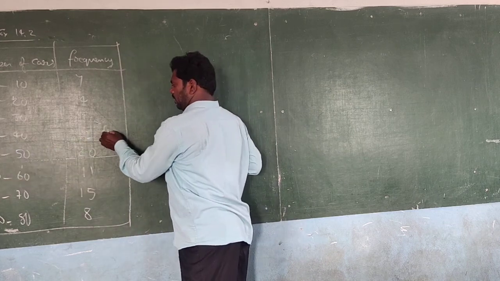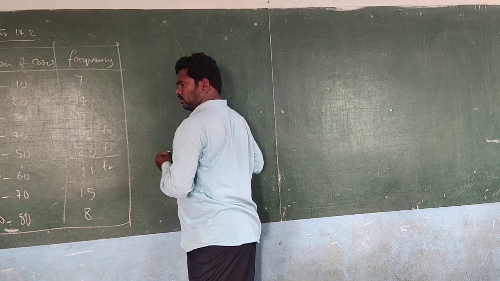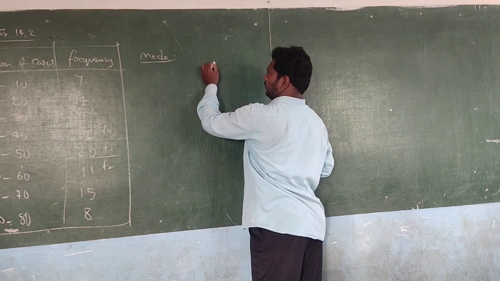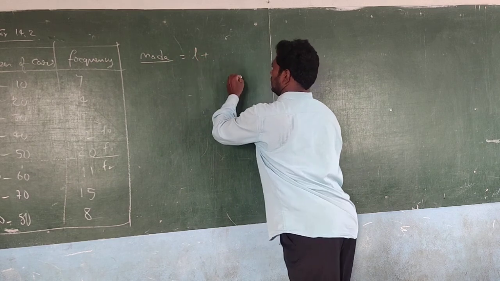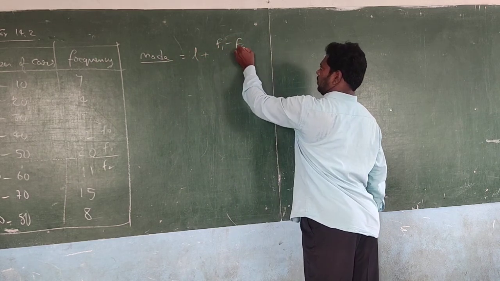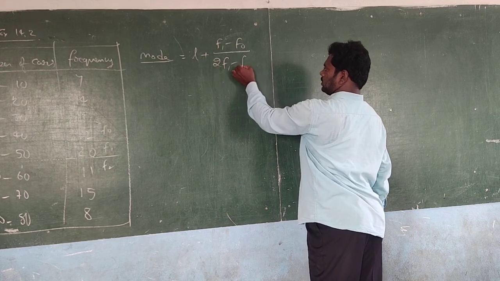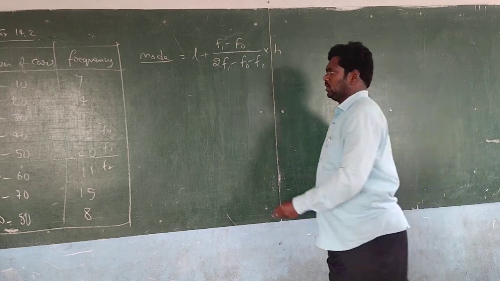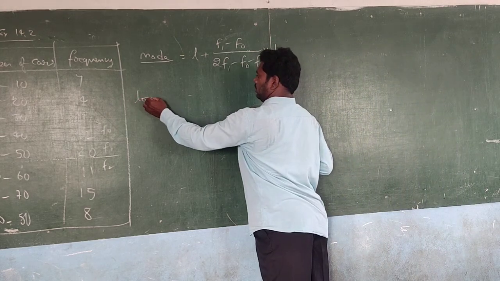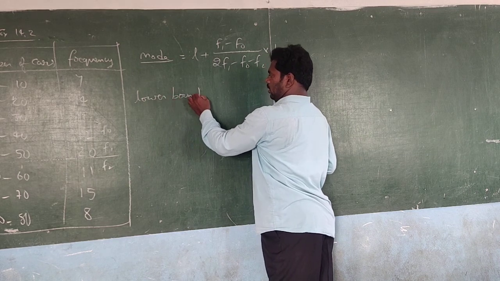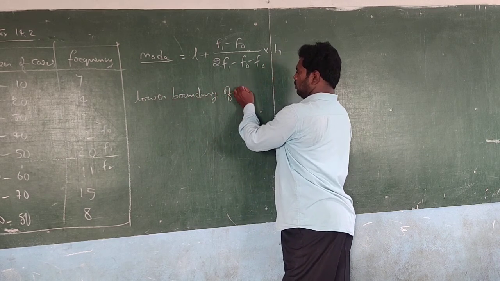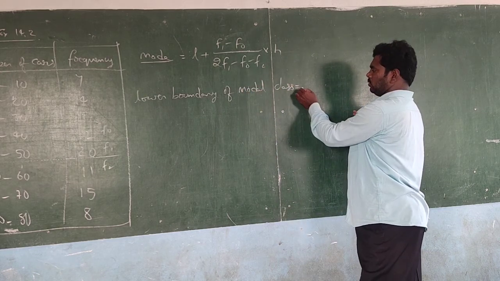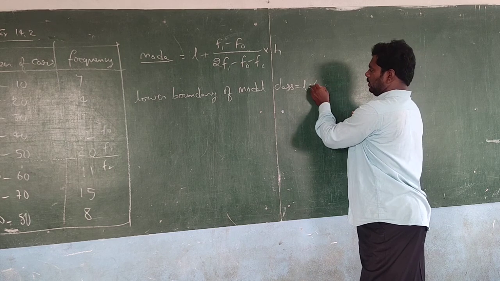And next, F0, F1, and F2. The formula is mode equals L plus F1 minus F0 by 2F1 minus F0 minus F2, into H. Okay? Now the values. Lower boundary of the modal class, what is L equal to? 40.